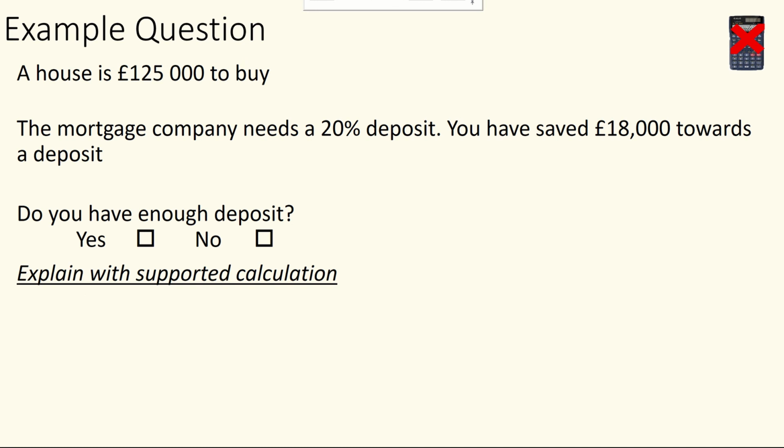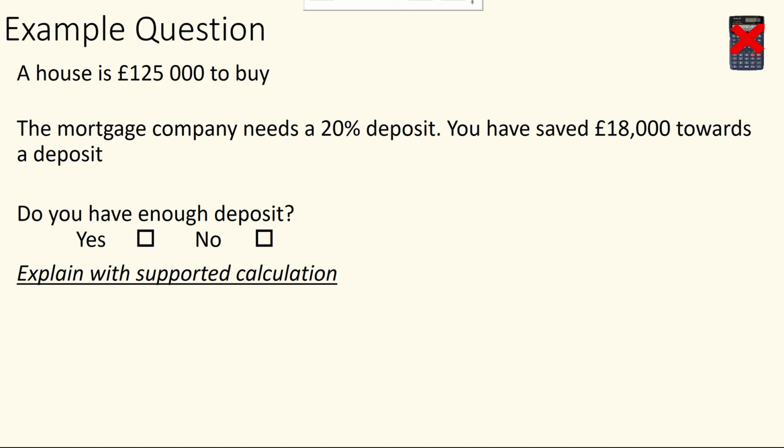Have a go at this one yourself. So it's very similar, just but with different numbers. So a house is 125,000 to buy. The mortgage company needs a 20% deposit. You've got £18,000 towards it. Do you have enough? So pause the video and then we'll go through the answers.